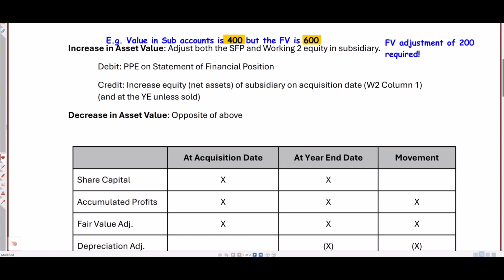Okay, so we've got a fair value adjustment of 200. What do we do with it? Well, we debit first of all PPE on the statement of financial position. So when you're adding across the assets, the PPE, you would add in another 200. So we're going to increase the asset by 200 on the statement of financial position. Okay, so that's the first step. But of course, any debit needs a credit. The credit is going to be in our equity table. We increase the net assets on acquisition, and we do that in working 2, column 1.